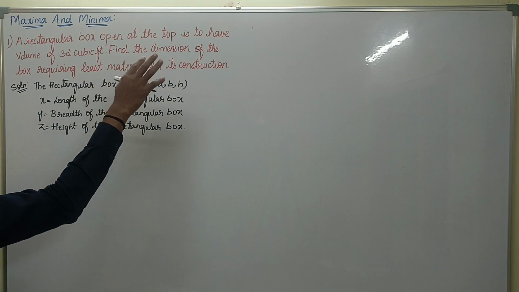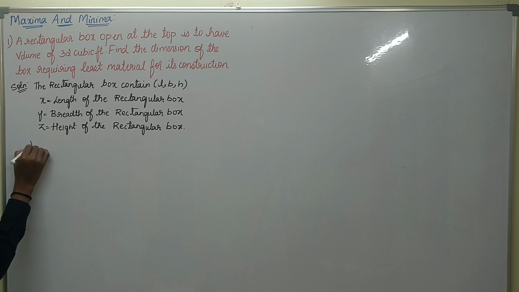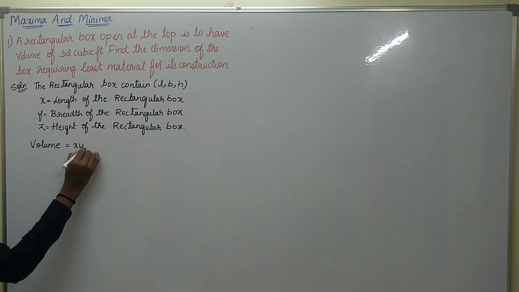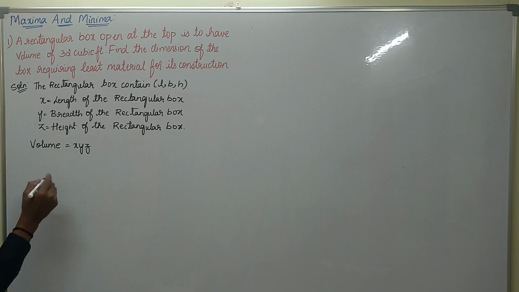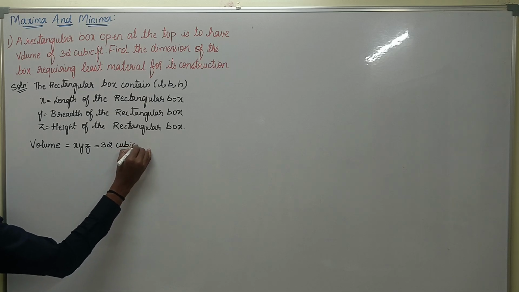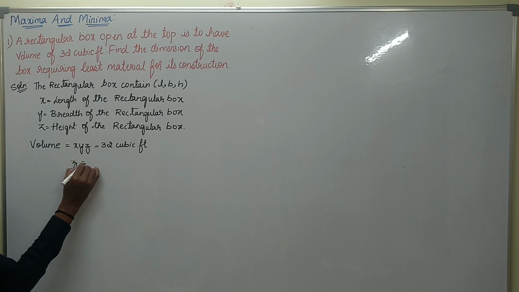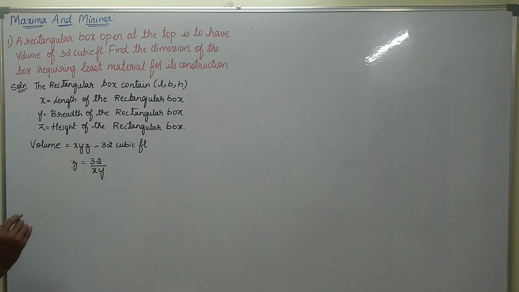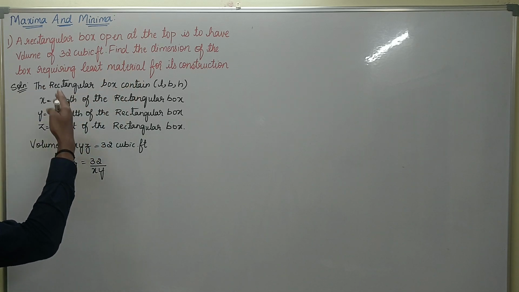Now they have given that the top is open. Let us first represent the given. Volume is always length into breadth into height, that is x into y into z, which is equal to 32 cubic feet. Considering this, z is equal to 32 divided by xy. This is the volume. Next, we need to find the dimensions requiring the least material.